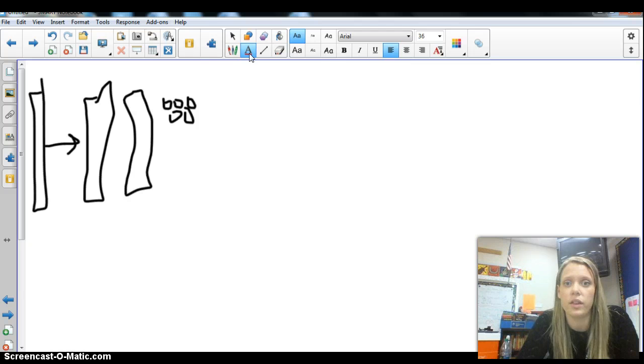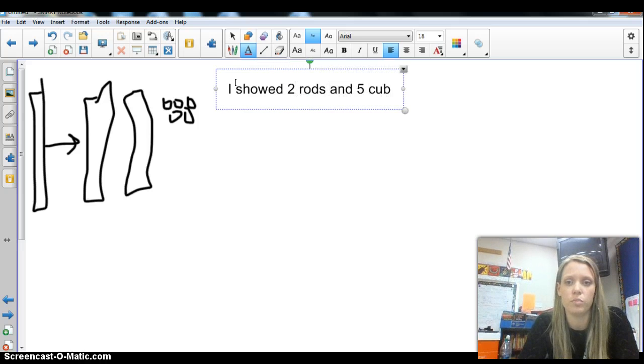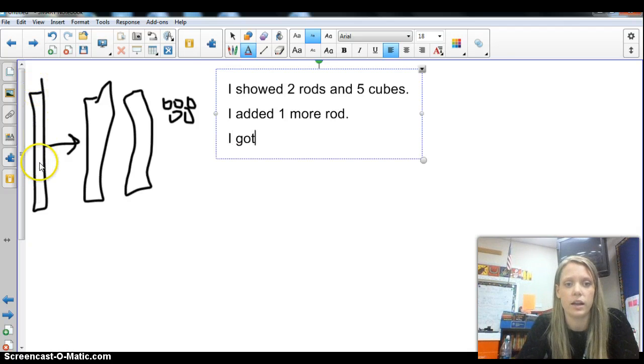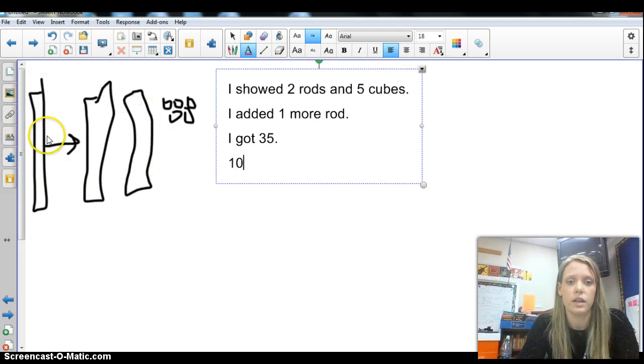Now you want to justify your thinking or explain your answer. To explain your answer using rods and cubes, these are some writing stems that you can use. I showed 2 rods and 5 cubes because that's what I did very first. I added 1 more rod. That's what I did here. I got 35. That's what I have all together. 10 more than 25 is 35.